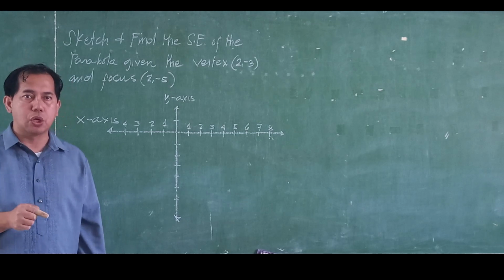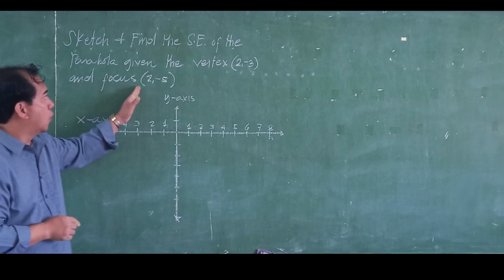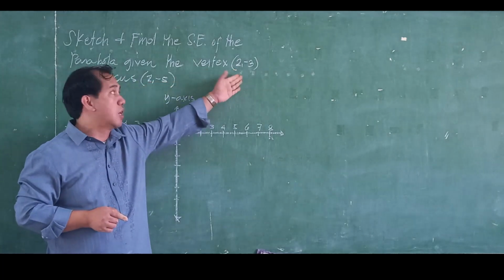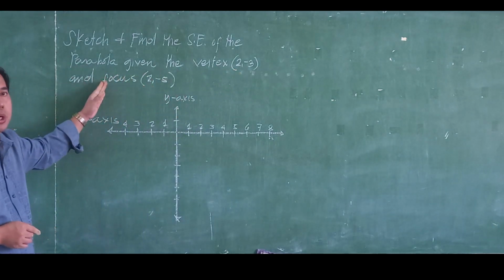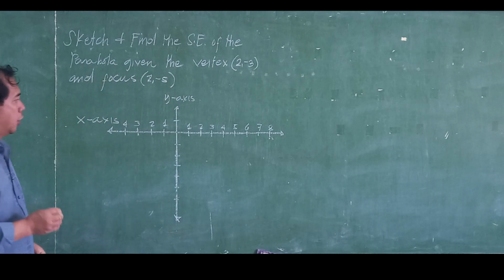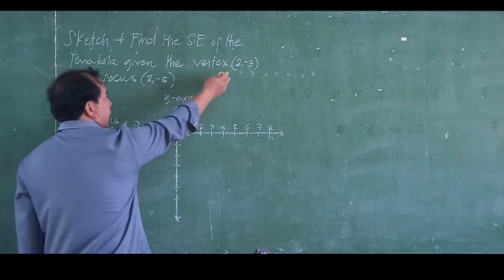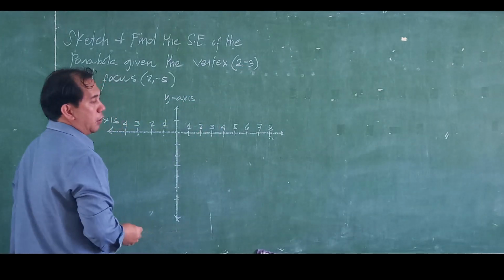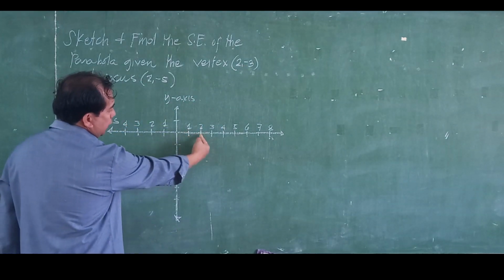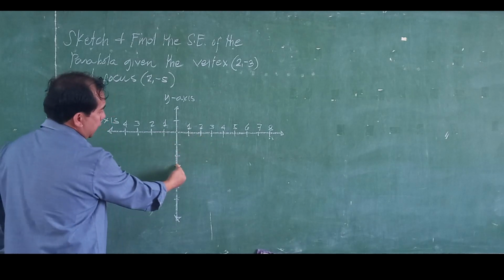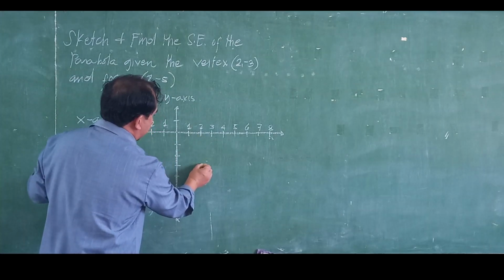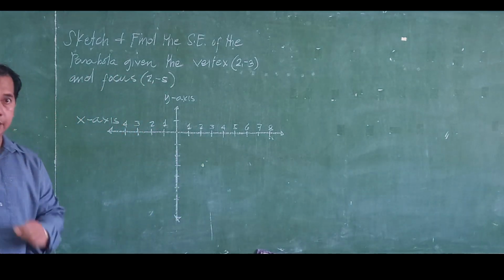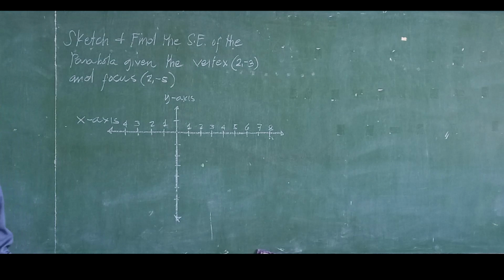As we have said, the value of P is actually the measure from the vertex going to the focus. And so it will follow that the value of P was already identified by the two points, the vertex and the focus. Now you will notice that our vertex is located at 2 and negative 3. So we have positive 2 here, then negative 3. This is the location of the vertex.